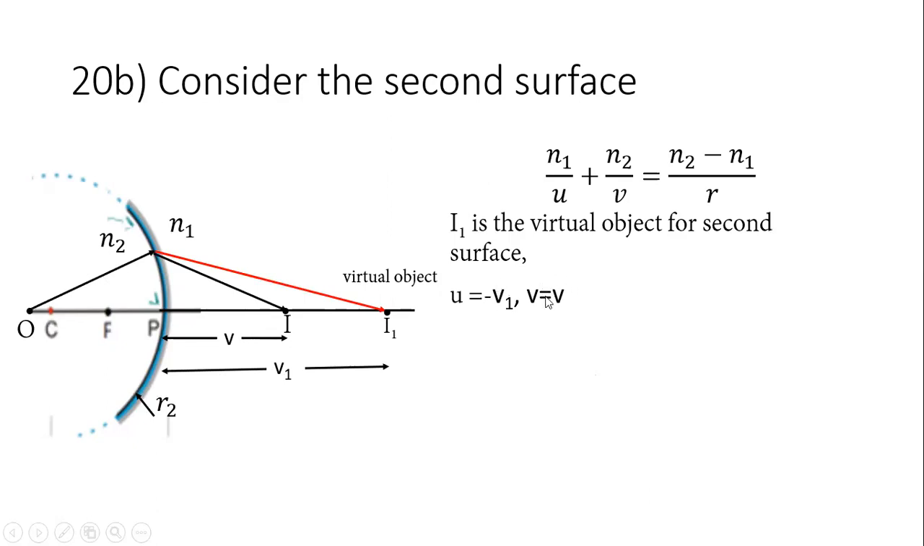Then the final image distance is V. That's the final image distance. Put into the formula. Remember your N1 is now N2. U now is your minus V1. Then this is your second layer, N2. Sorry, your N2, which is now here, is now N1. And then that V is still the same, that V. And N2 minus N1 over R, R is just R2. That radius there.